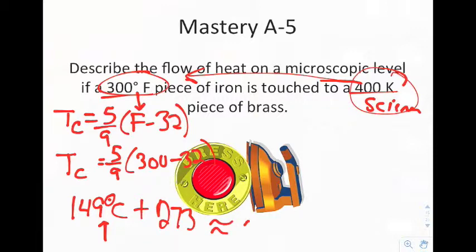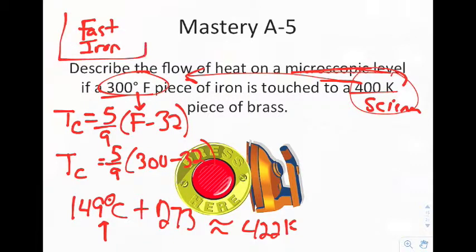roughly 422 Kelvin. So if you're trying to describe the flow of heat on the microscopic level, what you would say is that the molecules in the iron are moving very, very fast. So you have fast iron.